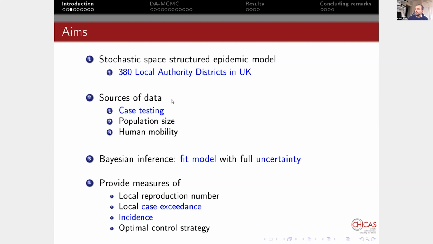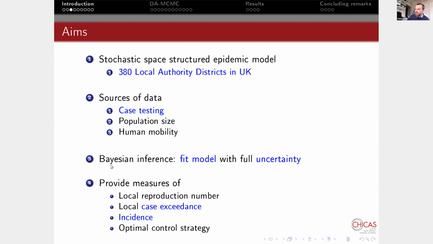There are lots of sources of data, and we wanted to fold those in. So you can think of case testing data, so the occurrence of new cases, as being some kind of outcome variable. This is the number of new positive tests per local authority per day. And then we've got some covariate data, which varies depending on what the government are doing with their lockdown measures from week to week. But the most important ones are population size in each local authority, and also measures of human mobility. So how do people move around the country and carry infection with them.